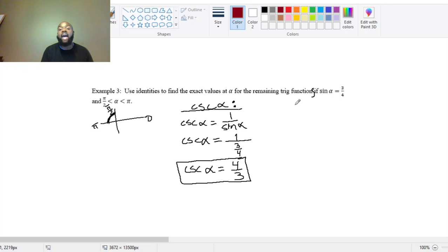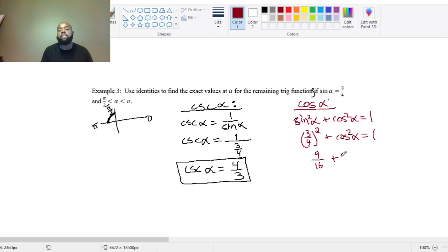Since I know the sine, I can also find the cosine of that angle by going to the basic Pythagorean identity. All right. Now, I know my sine here is 3/4. So since that says sine squared, I'm going to do 3/4 squared plus cosine squared of alpha equals 1. Well, 3/4 squared is 9/16. And now I'm going to solve this equation for cosine squared. I'm going to subtract 9/16 from both sides. I get 7/16. I can take the square root of both sides, and I get cosine of alpha.